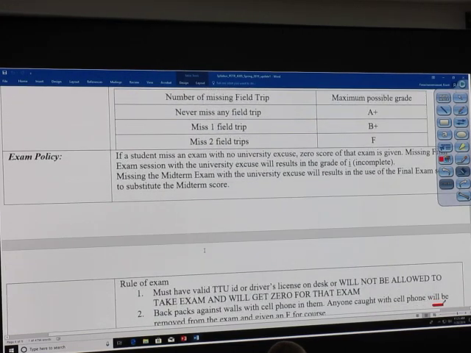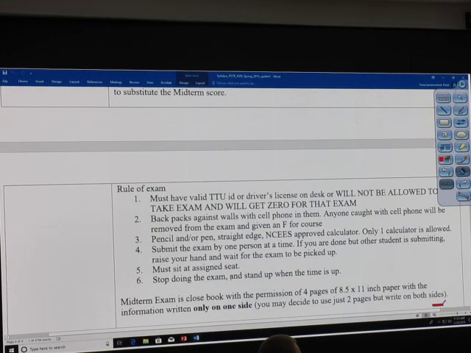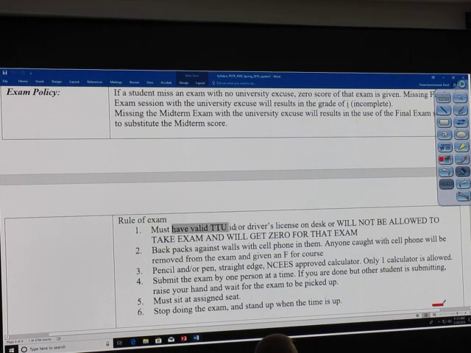For example, if you miss the exam with no university excuse, you get zero. Missing the final exam with a university excuse, you get an incomplete grade. Missing the midterm exam with a university excuse will result in the use of the final exam score to substitute for the midterm score. Alright? Exam rule: bring your driver license. Bring your driver license. Other ID, okay, tech ID or some photo ID.